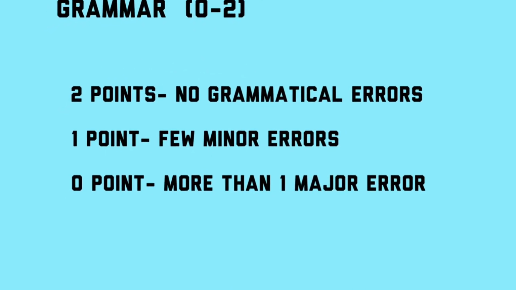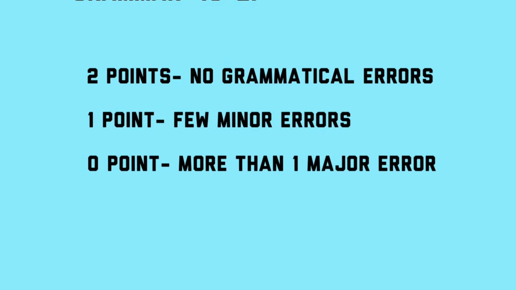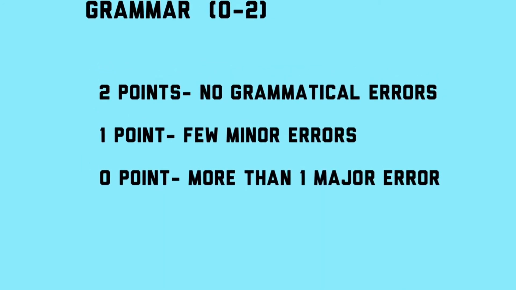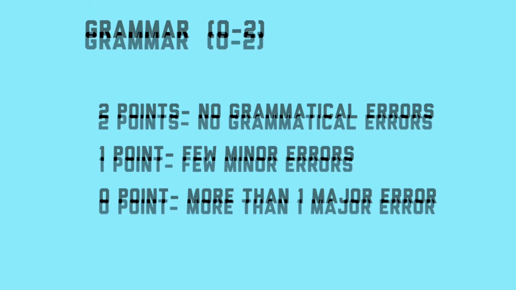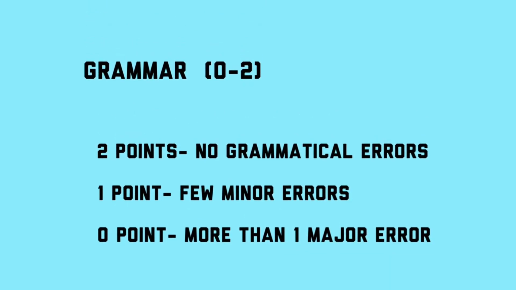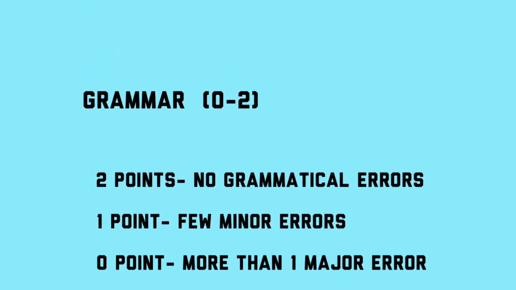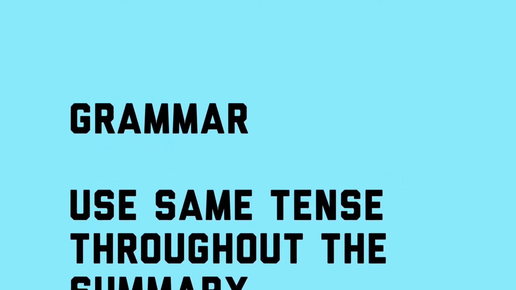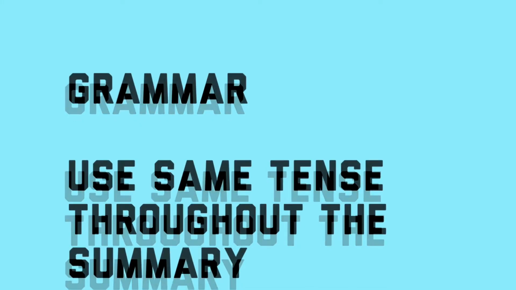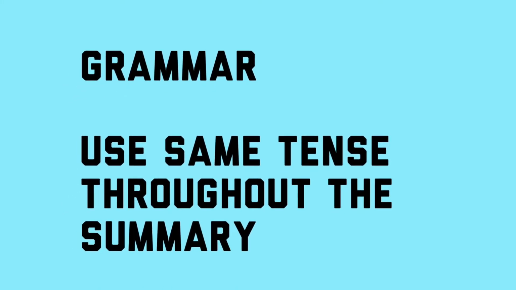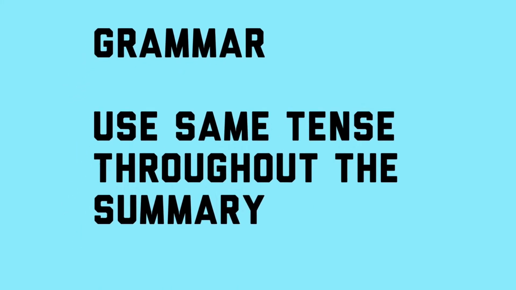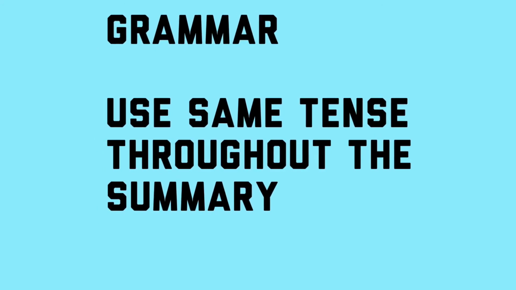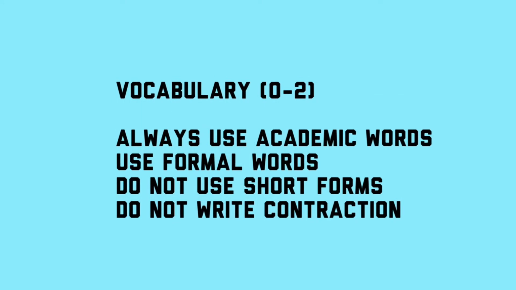The third one is grammar. If you make no grammatical errors, you will get 2 points. If you make a few minor errors, you will get 1 point. And if you make more than one major error, you will get 0 points. Therefore, to get full marks in grammar, you have to use the same tense throughout the summary. If you are using present tense, you have to use present tense throughout the summary, and if you are using past tense, you have to do the same.